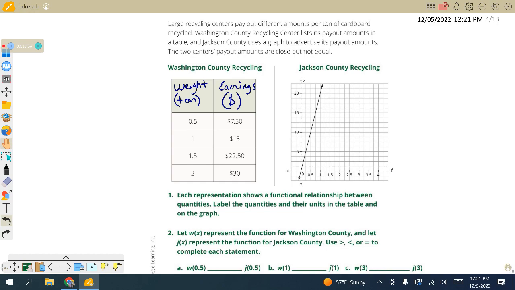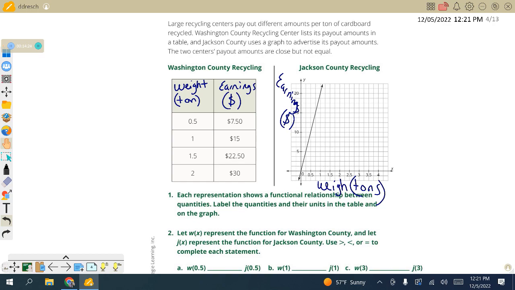All right, same deal. We're comparing the exact same thing, but now it's a graph. One more time. Weight in tons. Does that represent the x-axis or the y-axis? That's my x-axis. It's always that. So what do we have? Weight, and that's in tons. And what are we doing? We are making ourselves a lot of money, right? Well, not a lot of money, but we are making money. So earnings.